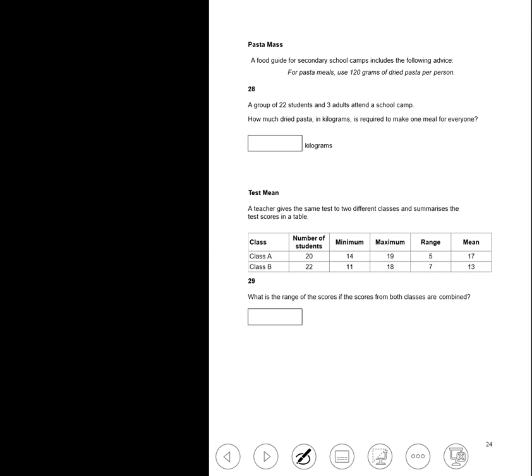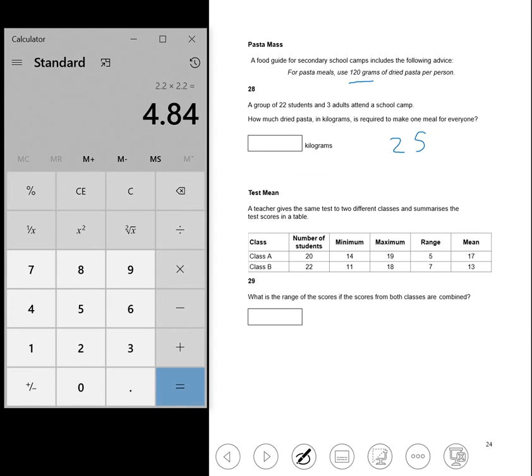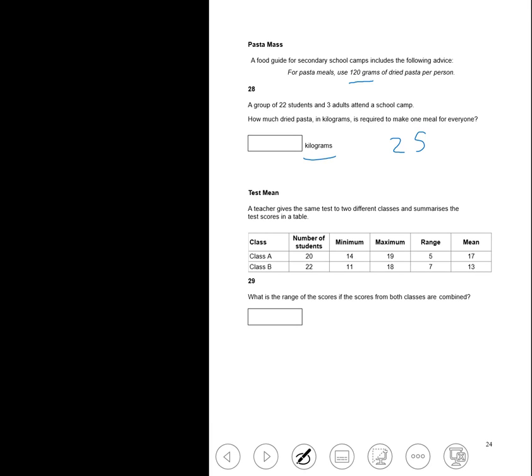Question 28. For pasta meals, use 120 grams dried pasta per person. There's 22 adults and 22 students and 3 adults. How much pasta will we need? Well, 22 plus 3 is 25. So it's 25 lots of 120. So just do that. But because it's asking for it in kilograms, I'll put my grams answer into kilograms.